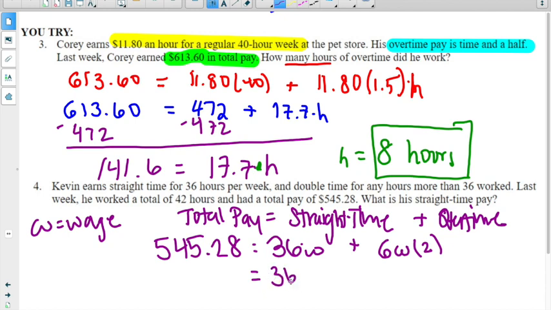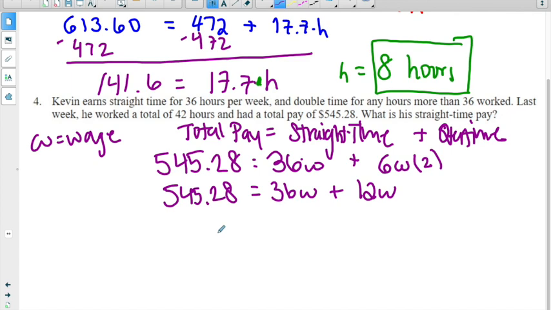Okay, so we're going to simplify 36W. 6 times 2 gives us 12W. And that's equal to 545.28. So let me see if I can extend my page. There we go. So combine like terms on the right side to give you 48W. And that is still equal to 545.28.